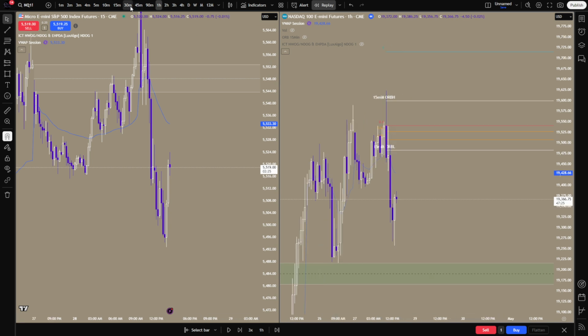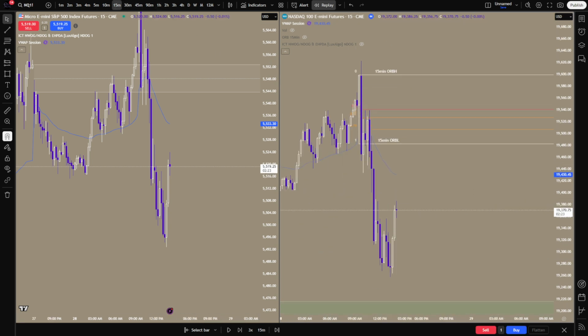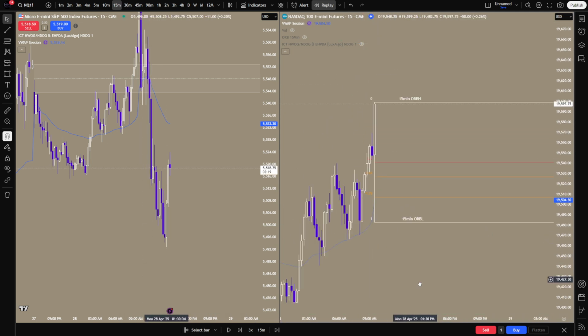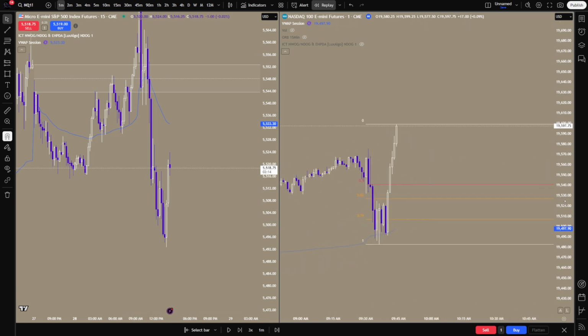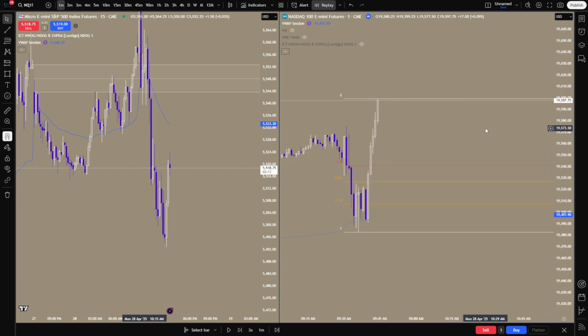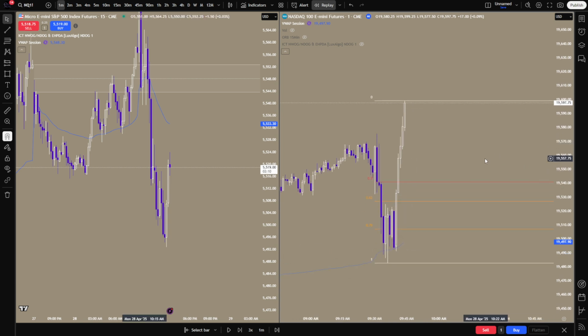Okay, so we have the entry model, we have the ORB. So basically we have the whole structure for our trade. So I'm going to go back in with the replay tool again. And now this is when I go down to the 1 minute time frame, okay? So a lot of the time with the 15-minute ORB, if we're expecting a bearish move, we're going to manipulate up first.